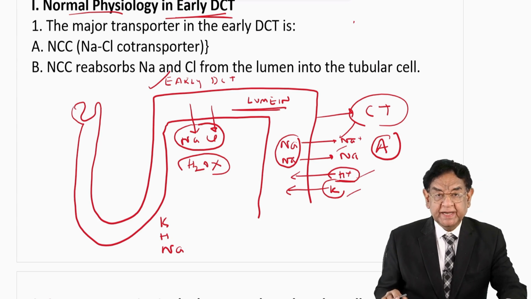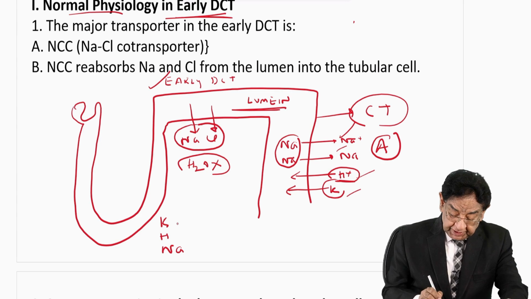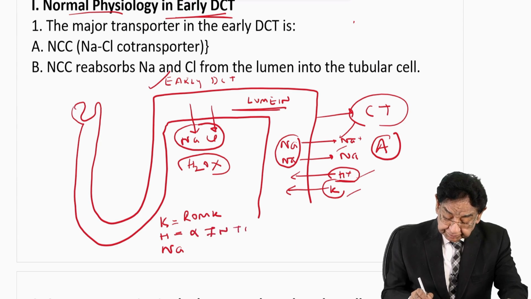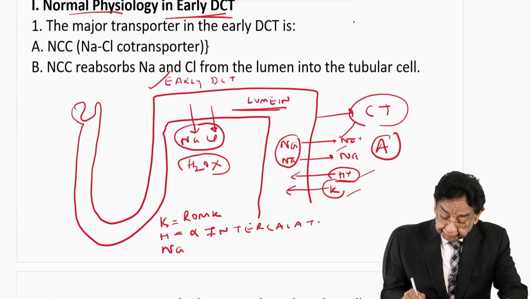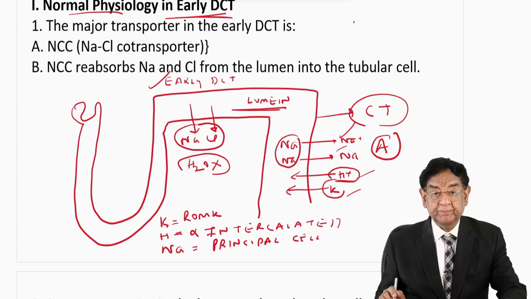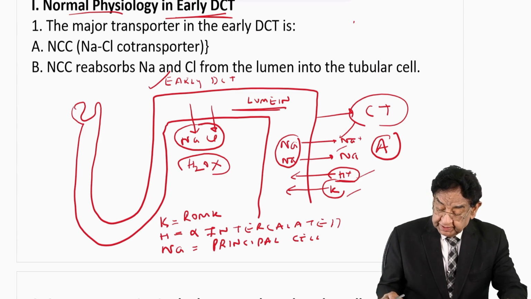Well, I'm sure by now you have written the answer. Potassium goes out via the ROMK channel. H ion is secreted by the alpha intercalated cell. And Na is reabsorbed by the principal cell. It's a very, very important question. Well, now we move further.